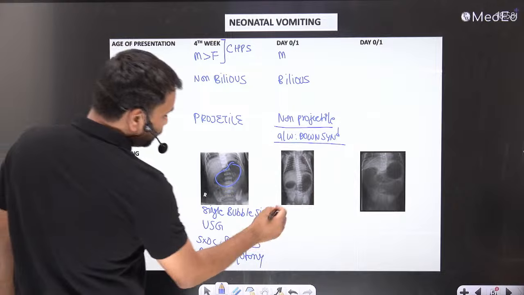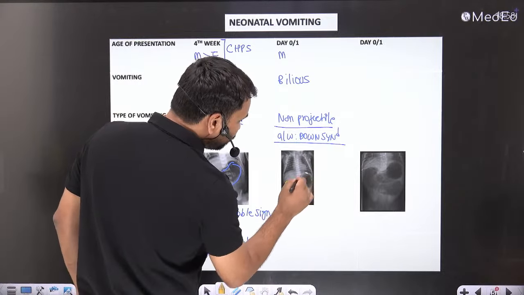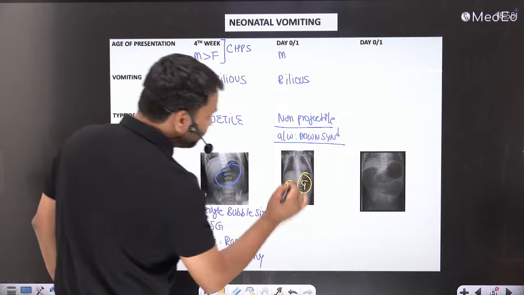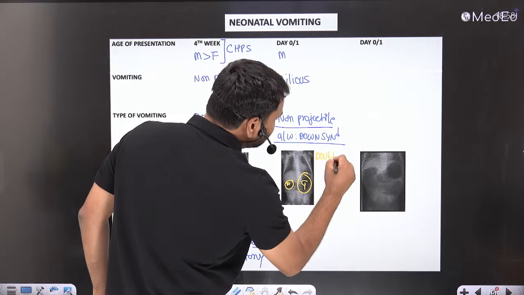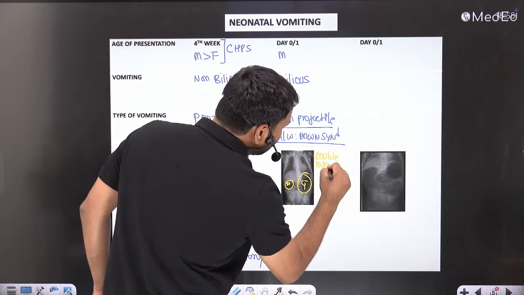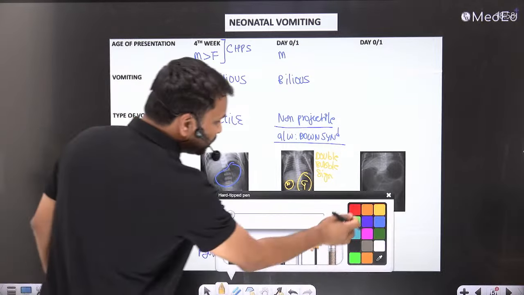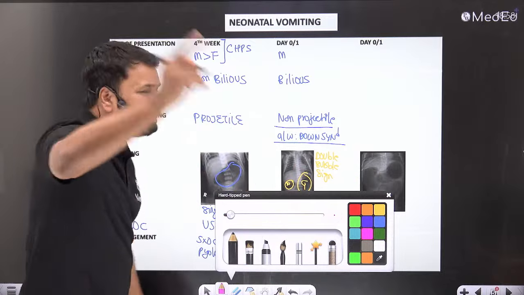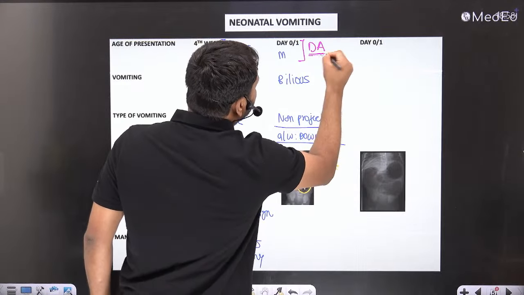On X-ray, you see the classical two bubbles which are dancing next to each other. One bubble, two bubble. This is your gastric bubble. This is your duodenal bubble. What is this? This is your classical double bubble sign. Now, this double bubble sign gives you an objective. What is your diagnosis? I know you know the diagnosis. The answer is going to be your duodenal atresia.